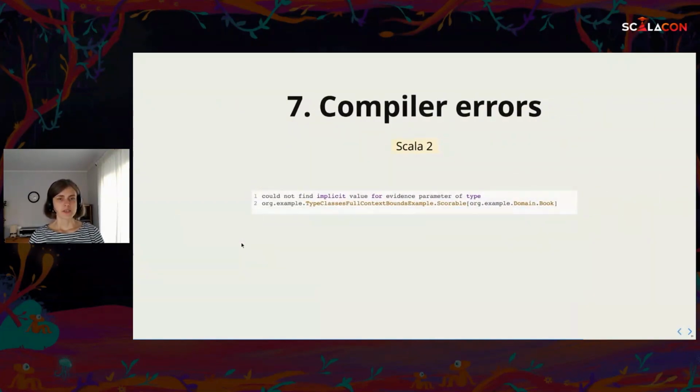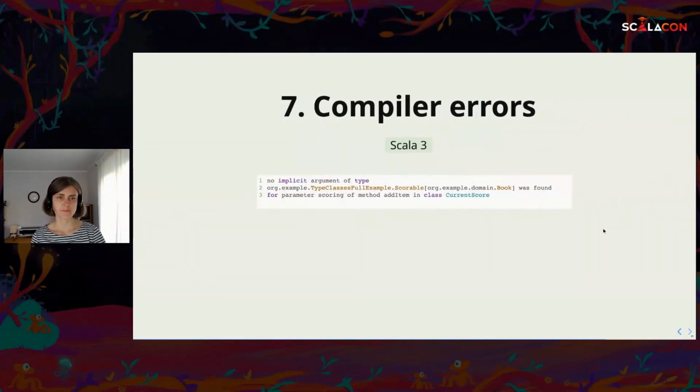And the last comparison is compiler errors. So in Scala 2, when you were missing some import, the compiler was a little bit helpful, but not so much. It said, for example, that it could not find an implicit value for the parameter called evidence, in this case, and this parameter should be of type Scorable parameterized by the Book. So you know what is missing, but you don't know where. And sometimes it's not instantly obvious where it's missing, because maybe you have a long chain of method calls and you're not sure which of the methods need an implicit at all.